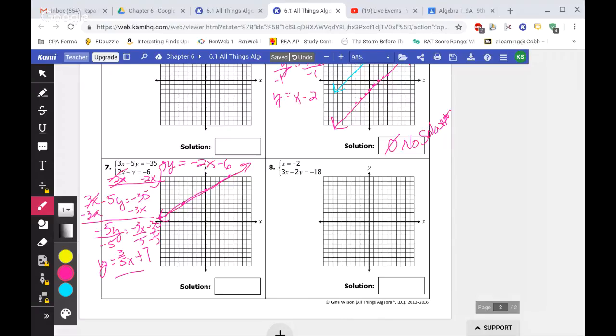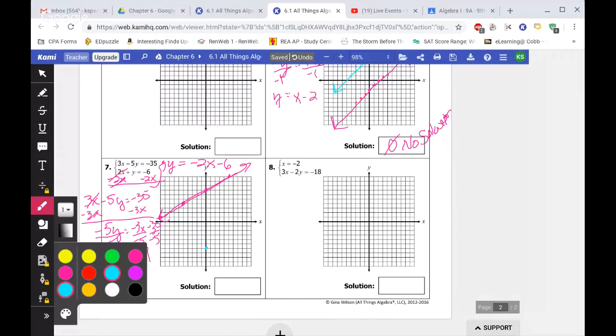And this one, my y-intercept is negative 6. So I'll go down 6. 1, 2, 3, 4, 5, 6. And my slope is negative 2.